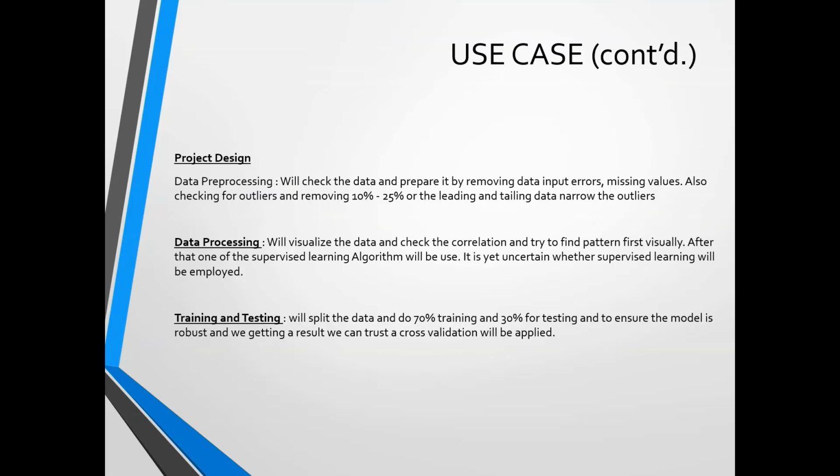Training and testing. We'll be splitting the data set into training and testing sets separately. 70% of the data set will be used as training, as learning for the machine learning algorithm, and the remaining 30% will be used as a testing set to ensure that the model is robust and we are getting the desired outcomes.